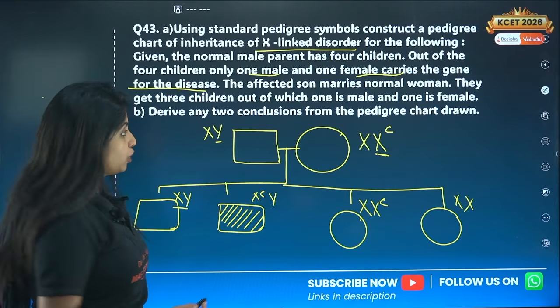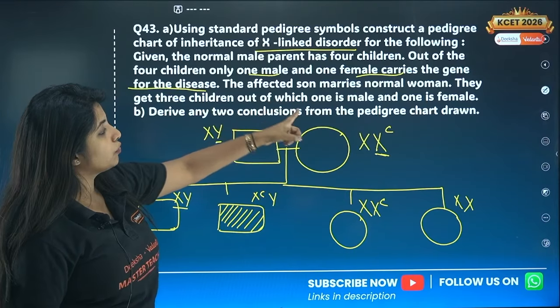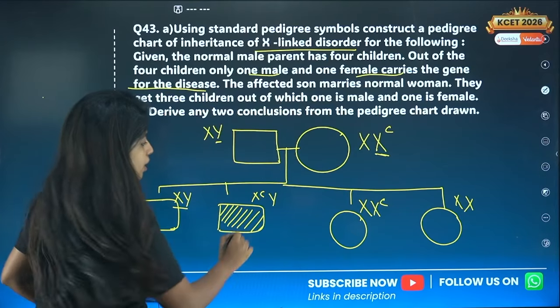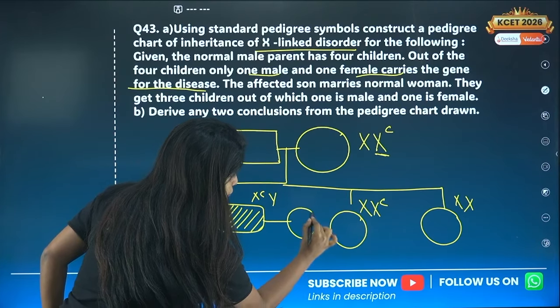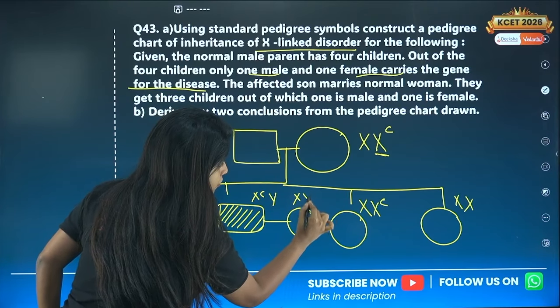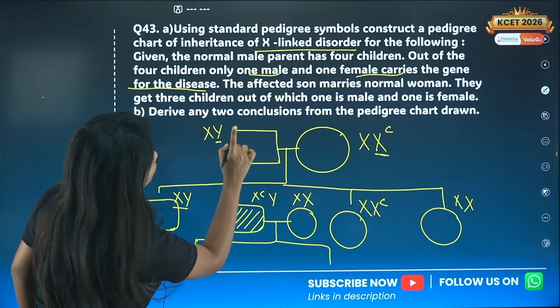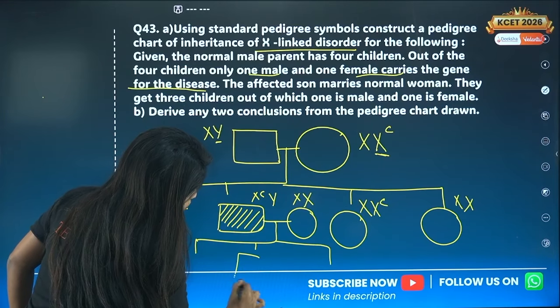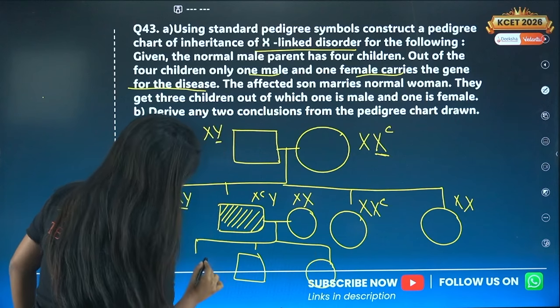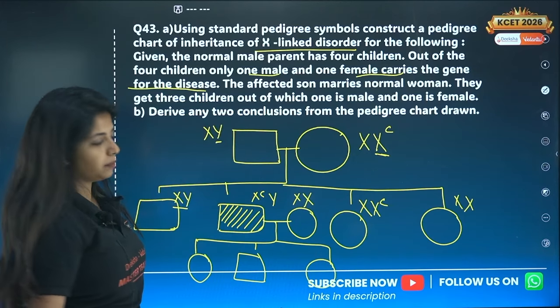Now, the affected son marries a normal man, normal woman. Normal woman means she cannot be a carrier. They get 3 children, out of which 1 is male and another is female. They didn't mention anything else. So I just know 1 is male and the other is female. I can make any random thing. So, I can make another female as well.